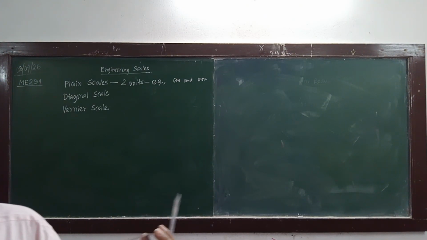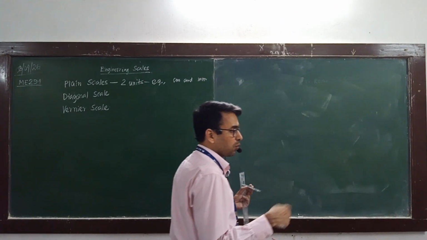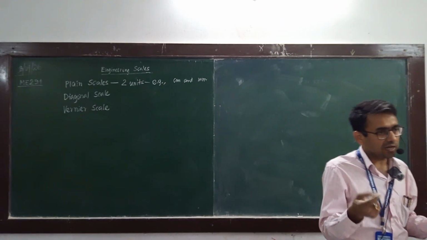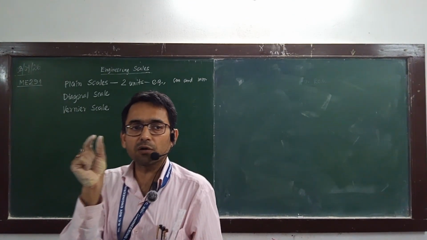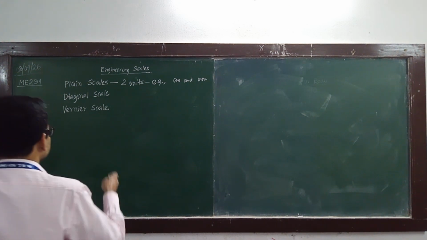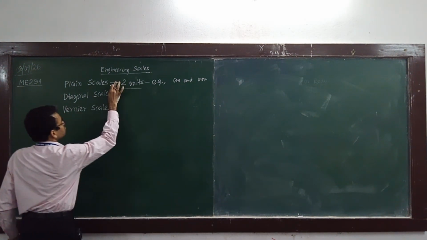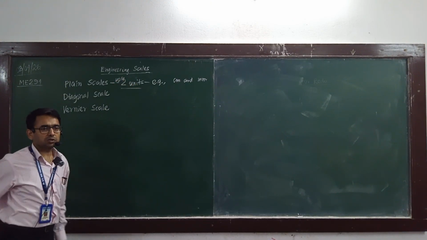That means it can generally be 1/8 of an inch, right? 1/16 of an inch or 1/32 of an inch like that. So one smaller division may be 1/8 or 1/16 or 1/32, depending on whatever is there. So here you can measure up to 2 units, not more than that.